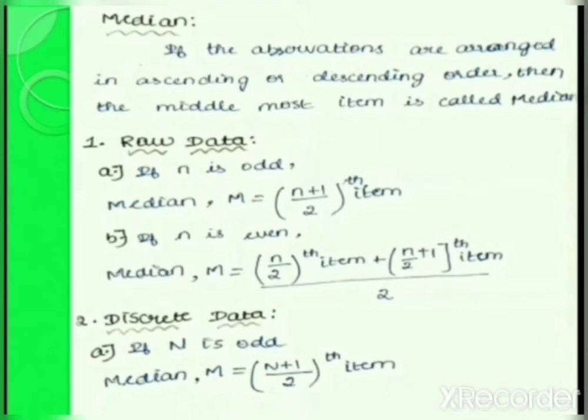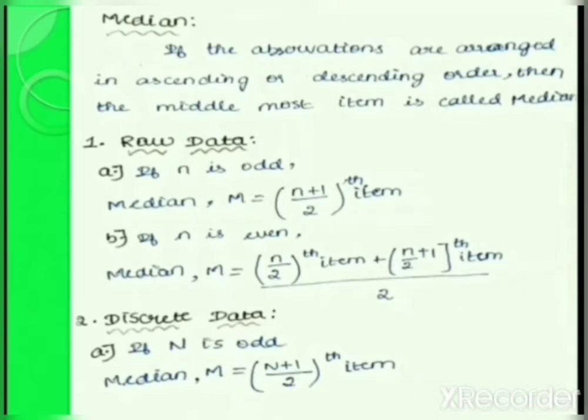Next definition is median. If the observations are arranged in ascending or descending order, then the middlemost item is called median. Here also we have three data types. First one is raw data. In this data we have two cases. First one is the odd case and then the even case.